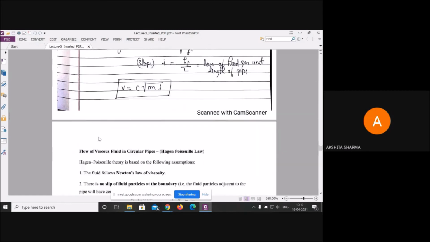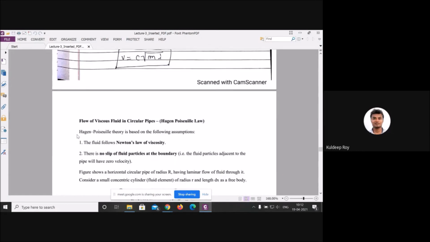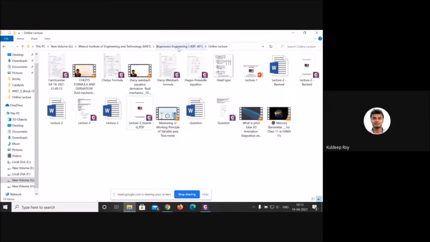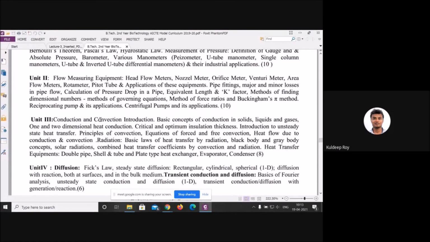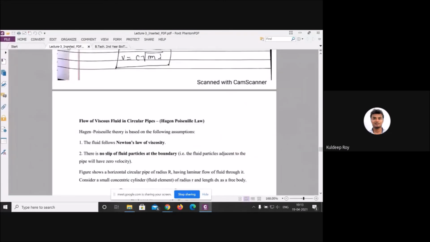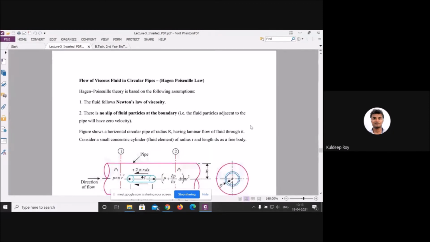Okay, the famous Hagen-Poiseuille law. In your curriculum it is given as calculation of pressure drop in a pipe. So we will talk about the Hagen-Poiseuille equation, how you will apply it, and how you can approach it if the fluid is flowing from one direction to another. This is a very famous equation.